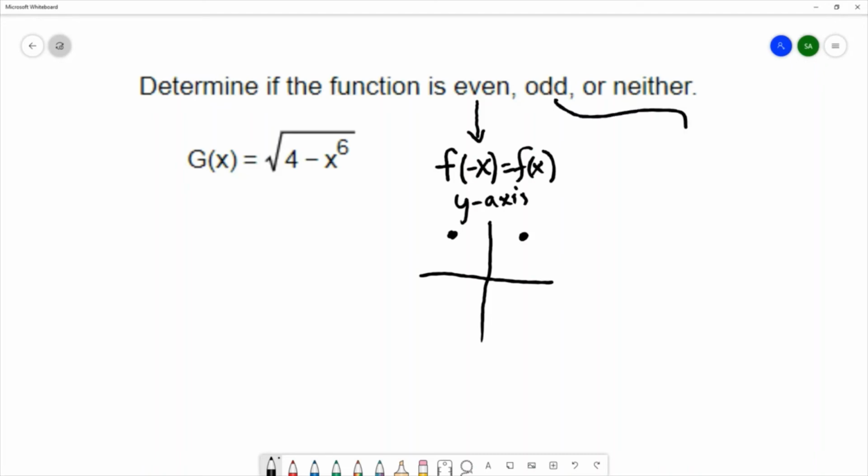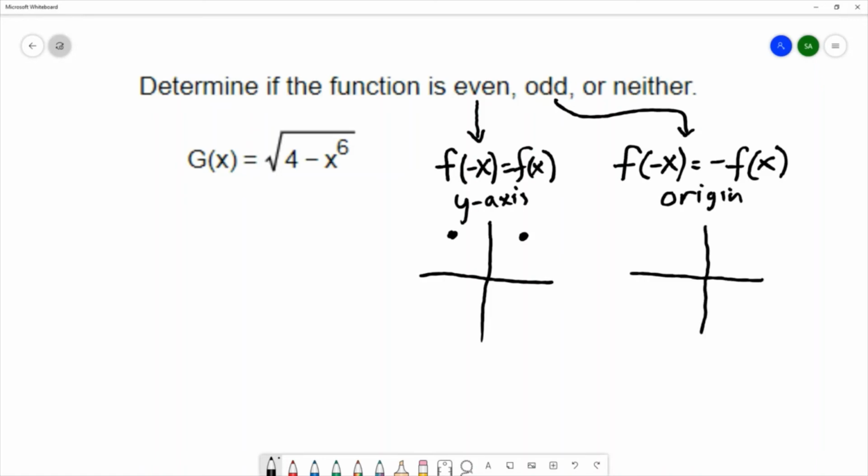When a function is odd, it would satisfy the definition f of -x is equal to -f of x. And this is a symbolic way of representing origin symmetry. When you have origin symmetry, that's when you're symmetric in opposite quadrants and you have that mirror image going over the origin.